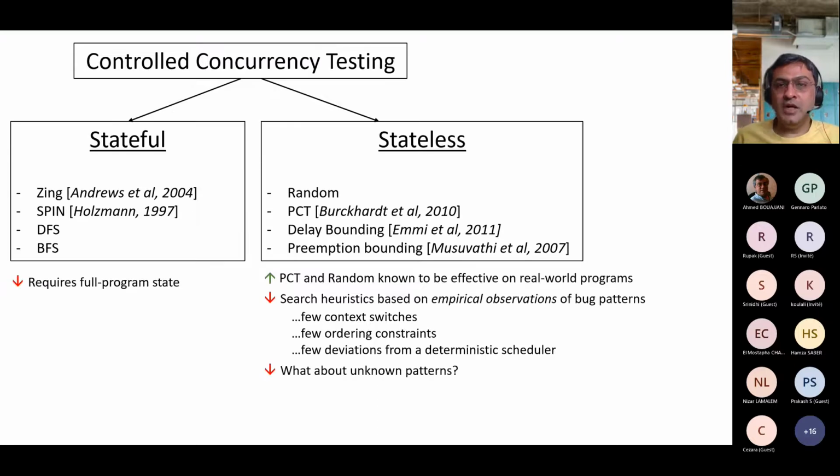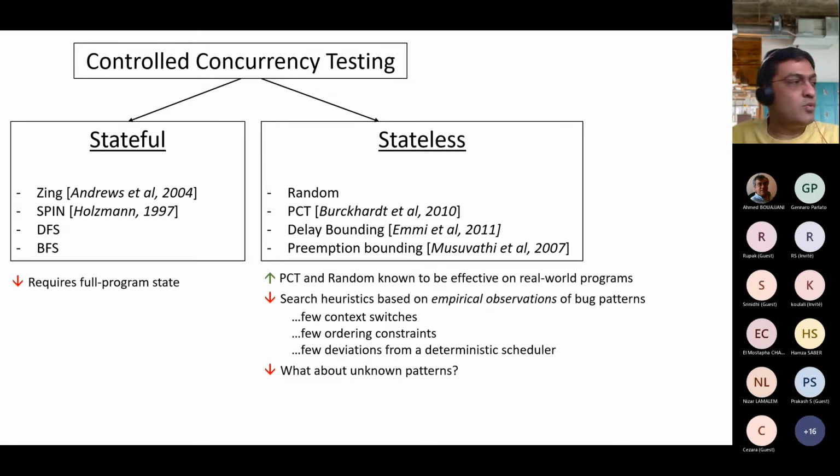Let's step back and look at this problem of controlled concurrency testing. Like I said, some people call it model checking. There are two major kinds of techniques that people use in this space, the two boxes I'm showing here on this slide. One is stateful techniques, and the other is stateless techniques. Let me explain what I mean by stateful and stateless.